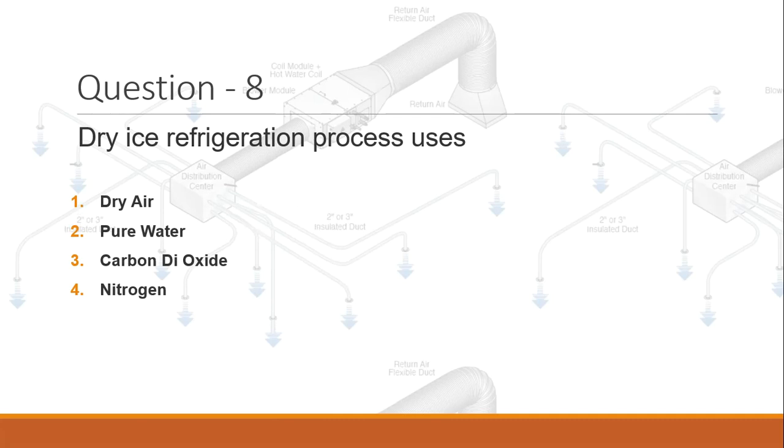Question 8. Dry ice refrigeration process uses dry air, pure water, carbon dioxide, nitrogen.